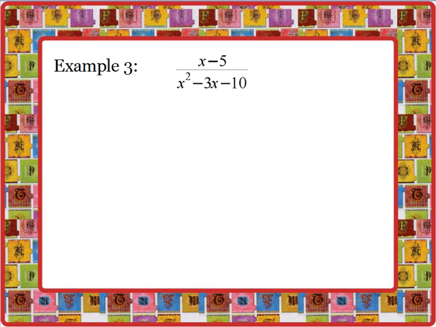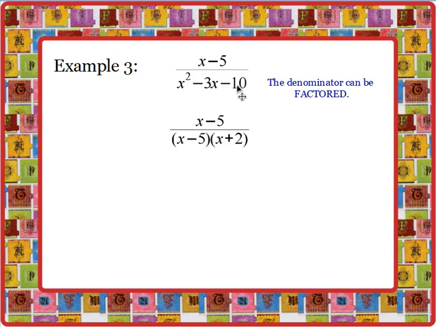So let's look at another one. Here again, I have a polynomial in numerator and my denominator. In the numerator, there's not a lot that I can do anything with, but look at the denominator. That's a factorable quadratic expression. So I'm going to factor the denominator. Numbers that will multiply to -10 and add to -3 gives me factors of x minus 5 and x plus 2.